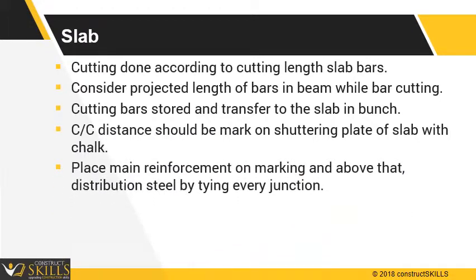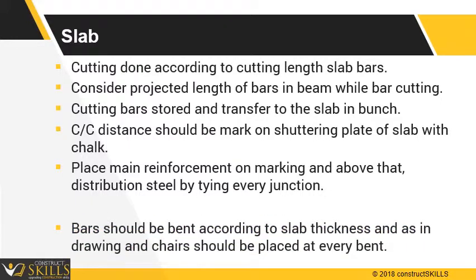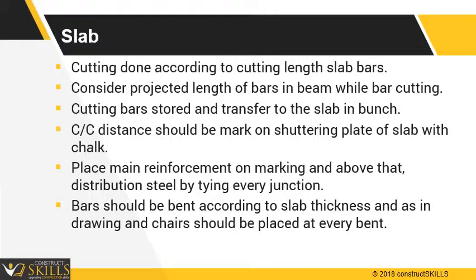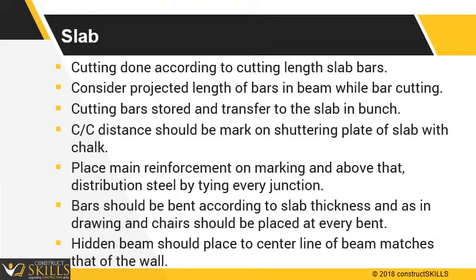Place the main reinforcement as per marking, and above that, place distribution steel by tying every junction. Bars should be bent according to slab thickness with reference to the drawing, and chairs should be placed at every bend. A hidden beam should be placed so that the center line of the beam matches that of the wall.